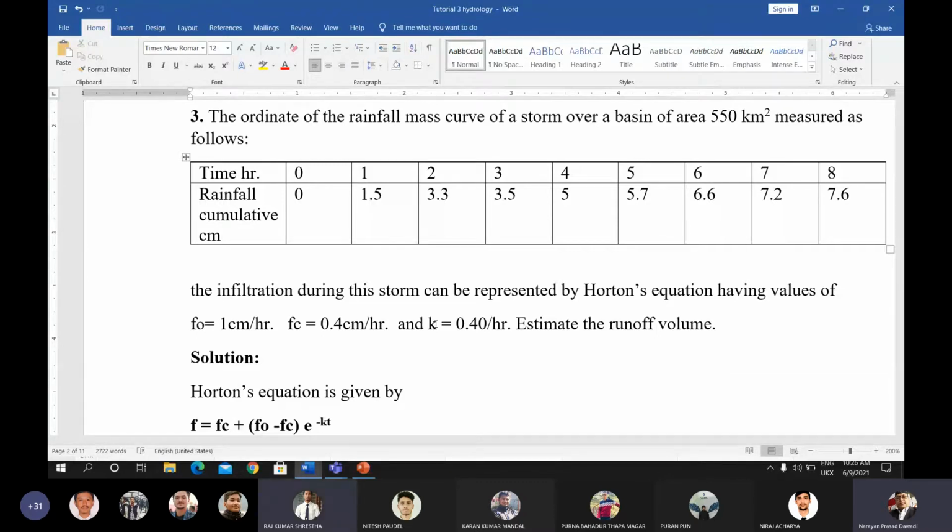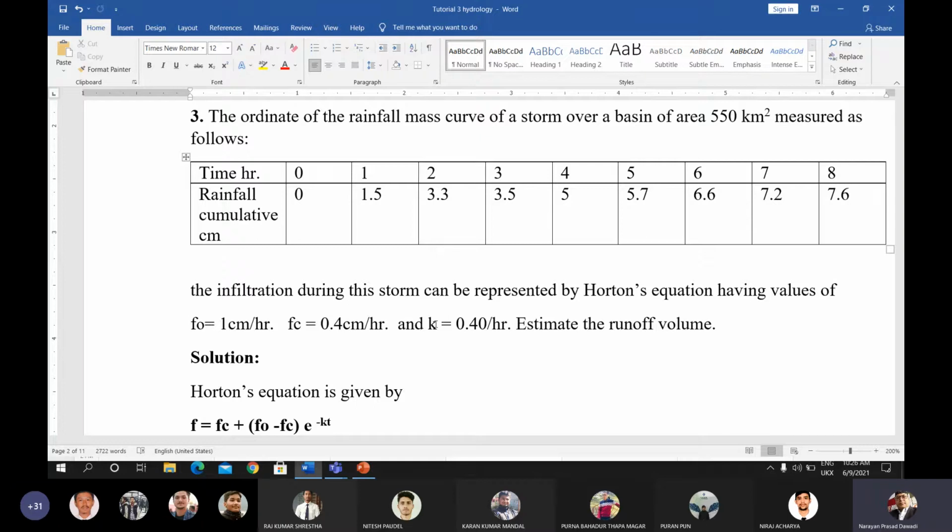From 0 to 1 hour, rainfall is 1.5 centimeter. From 0 to 2 hour, the total rainfall is 3.3 centimeter. From 0 to 3 hour, the total rainfall is 3.5. In this way, from 0 to 8 hour, the total depth of precipitation is 7.6 centimeter. This is the cumulative rainfall.